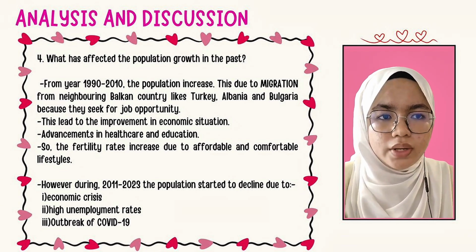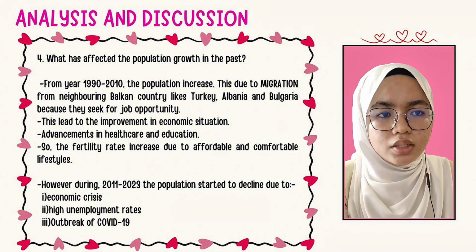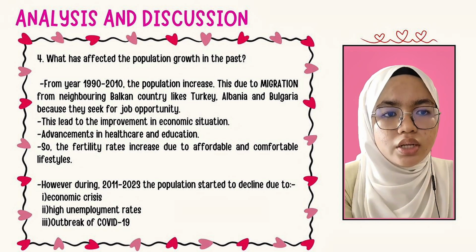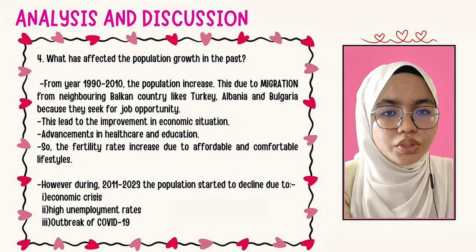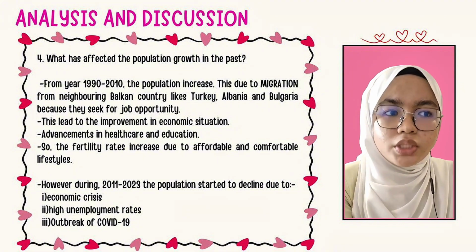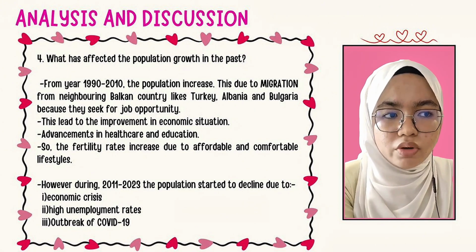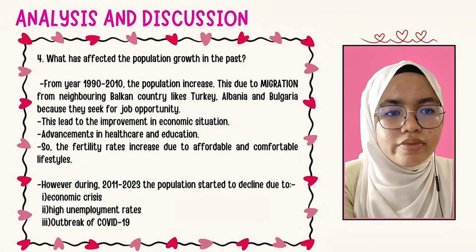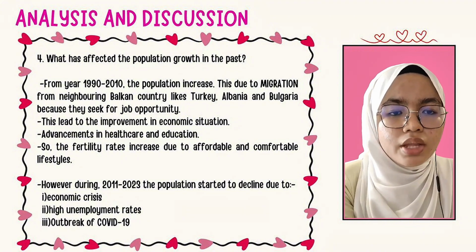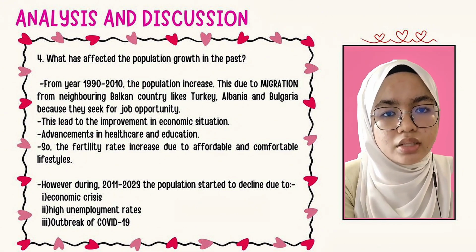Moving on to number 4, what has affected the population growth in the past? From the year 1990 until 2010, the population of Greece increased exponentially. This is due to increased migration from neighboring Balkan countries like Turkey, Albania, and Bulgaria because of the increasing search for better job opportunities. The resulting migration led to an improvement in the economic situation for Greece, and thus more advancement in healthcare, education, and many other aspects was made possible. This indirectly increased the fertility rates due to more affordable and comfortable lifestyles.